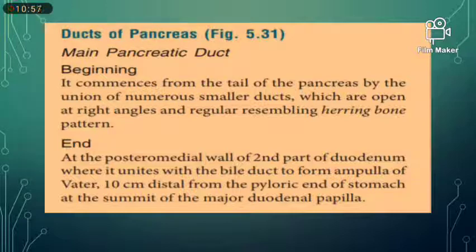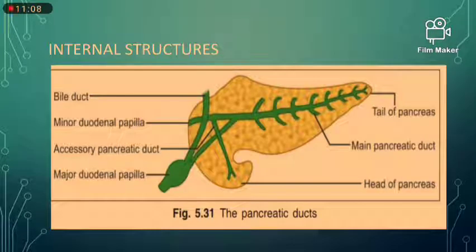So if we want to find out during dissection, we can find out from the pyloric end of the stomach. We have to measure 10 cm and we'll get closer to this ampulla of Vater where it drains into duodenum. Here you can see this main duct is draining into the duodenum. Here there is the second part of duodenum, this will be the first part of duodenum, and somewhere here there is the pyloric end of the stomach. So from that point it is 10 cm away.